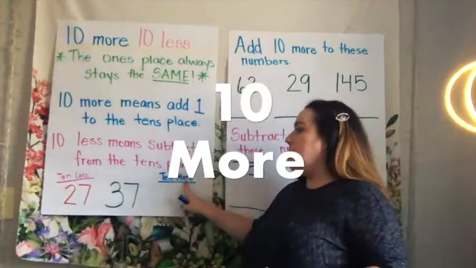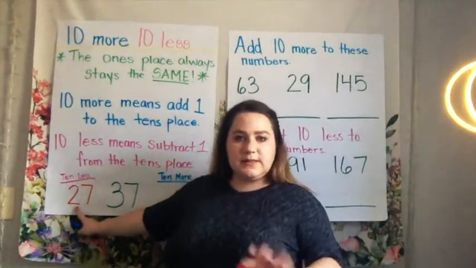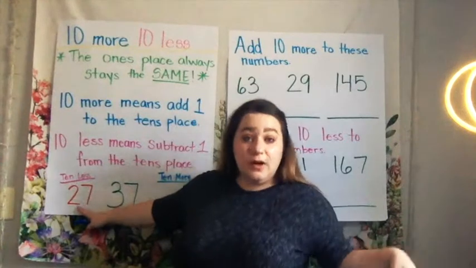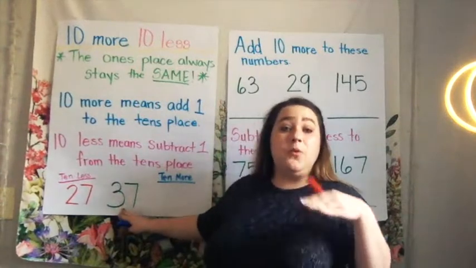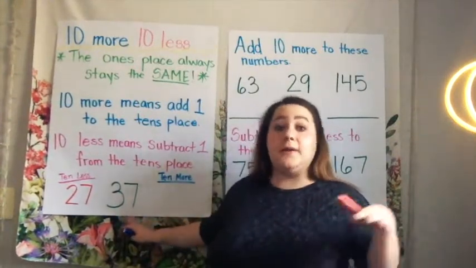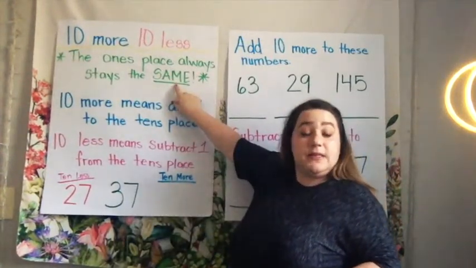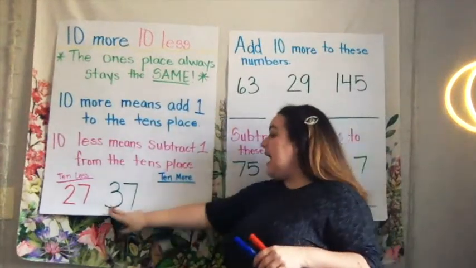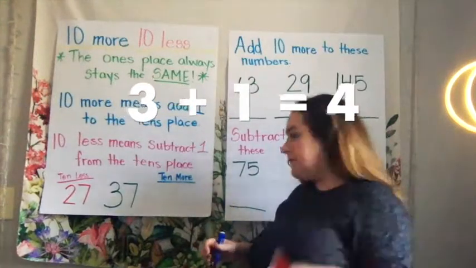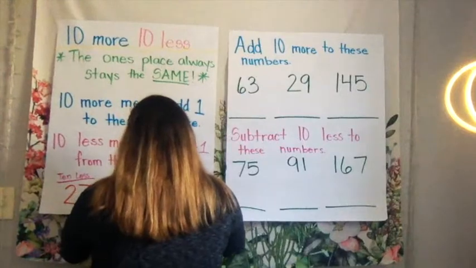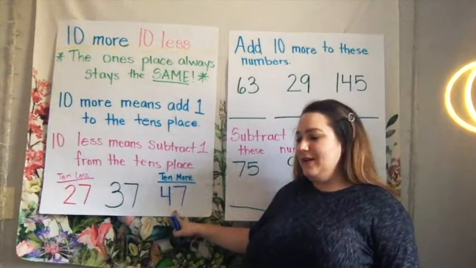Now let's look at 10 more. I'm looking back at my 37. I'm not looking at 27 anymore. That was something just to answer. So 37, I'm adding 1 more to the tens place. I'm adding 10 more. So I know my 7 stays the same. It's in the ones place. But I need to add 1 more to the 3. What's 3 plus 1? 4. Good. So I put a 4, and then I leave the 7 exactly as it is. 10 more is 47. Good.